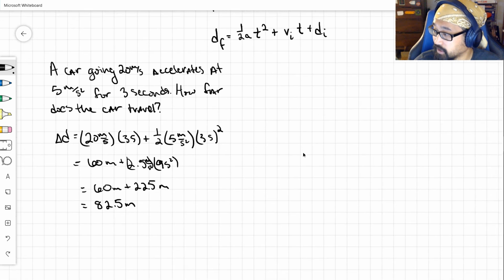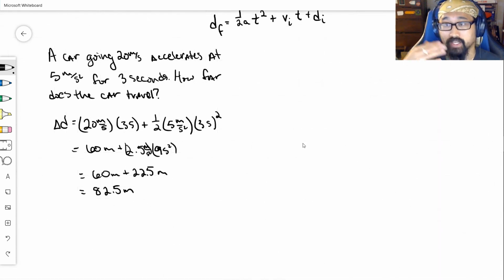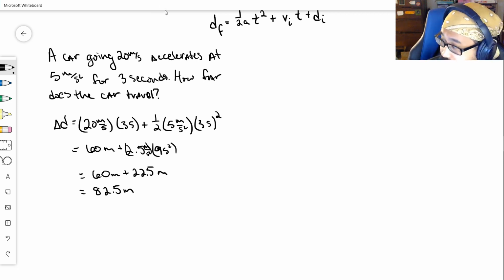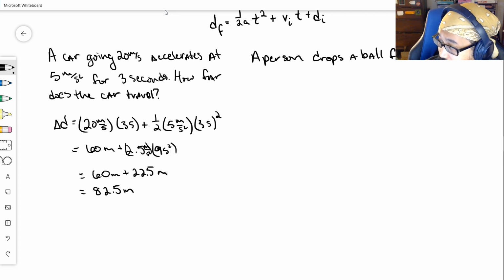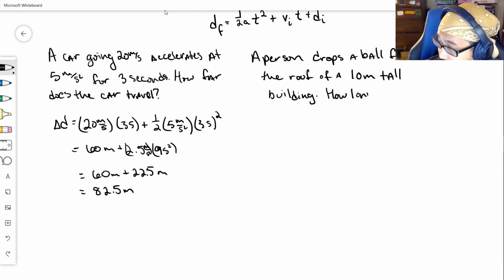Now, another way that the question might be asked is, a person drops a ball from the roof of a 10-meter tall building. How long till the ball hits the ground?